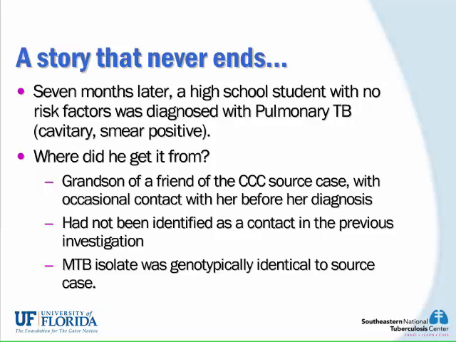Well, he was the grandson of a friend of the worker, and he had occasional contacts with her, the source case, before her diagnosis. However, he had not been identified as a contact in the previous investigation. And we know that he got it from her because we were able to isolate MTB, and it was genotypically identical to the source case. So this is an example of what happens when we miss somebody during the contact investigation, especially persons that are at high risk, like adolescents are.